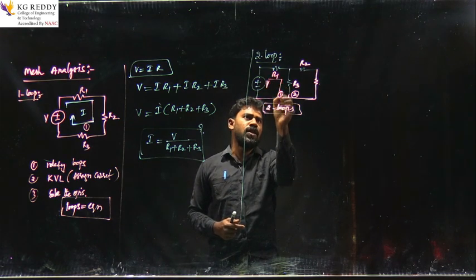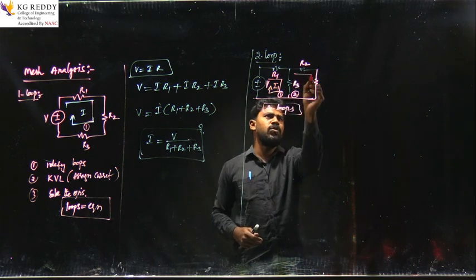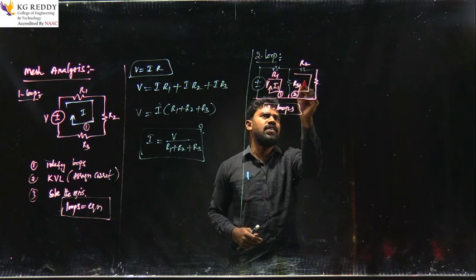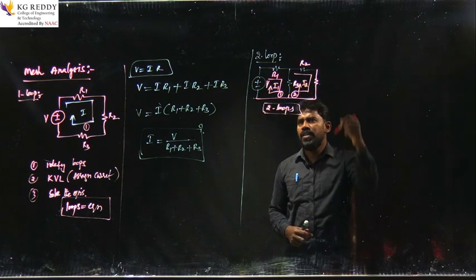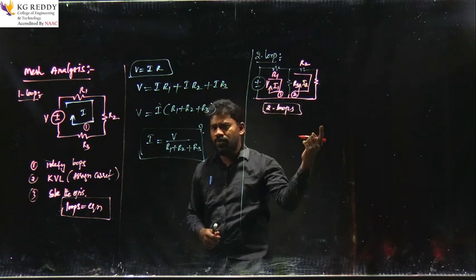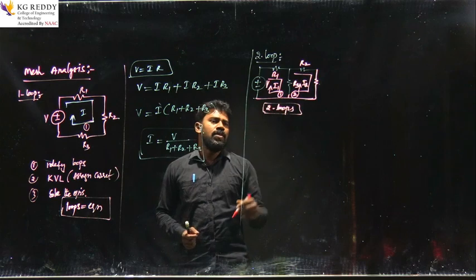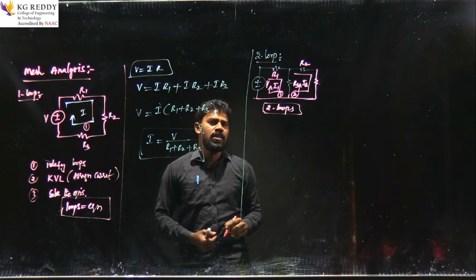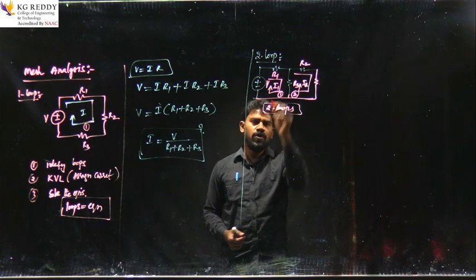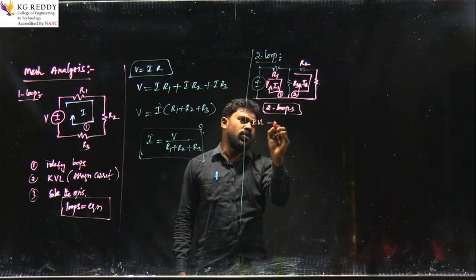This is loop 1, and this is the current direction, which I denote I1. Similarly, this is loop 2, this is the current direction, and the current in loop 2 is I2. Here 2 loops are there, so you will get 2 currents and 2 equations. How are we going to get these 2 equations? By applying Kirchhoff voltage law to each and every loop. So now I am going to apply KVL to loop 1.